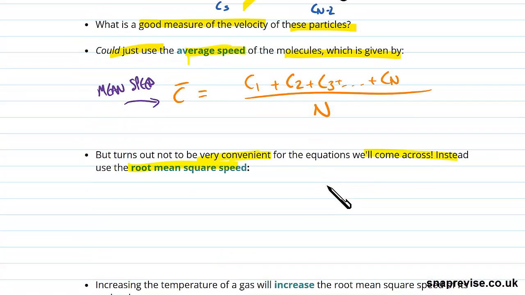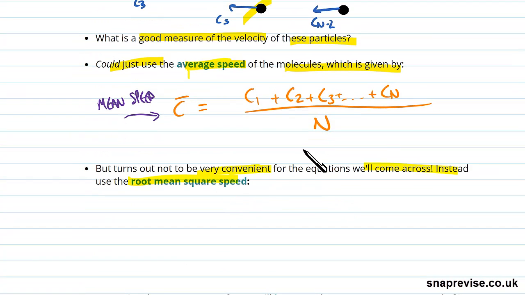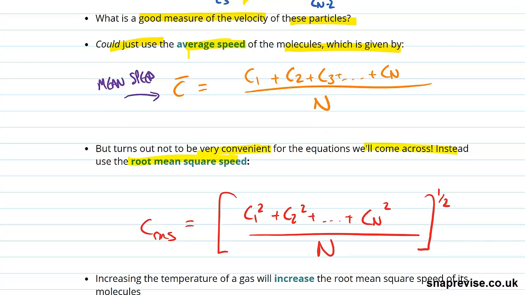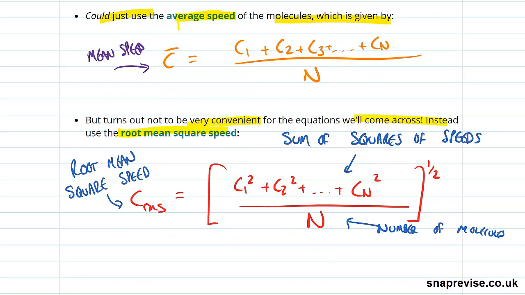So the equation for root mean square speed is as follows. c RMS, which is how we write the root mean square speed, is equal to the sum of the squares of each of the individual speeds of the particles divided by the total number of particles, square rooted. So just annotating that, we see these are the sum of the squares of the speeds, this is the number of molecules, and we've square rooted it, and that gives us our root mean square speed.